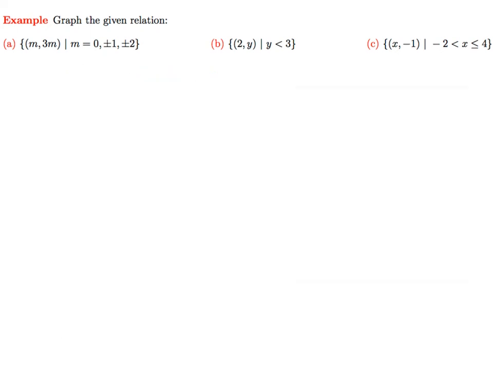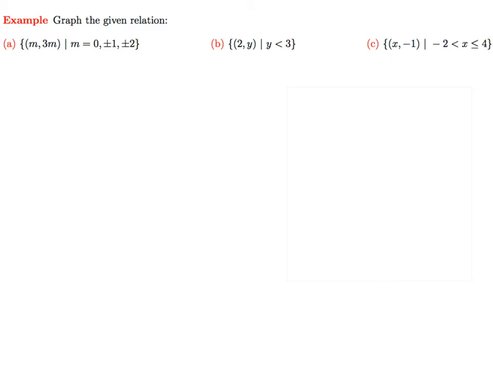Okay, and for the last one, part C, we have a set which is given to us in the roster method. And in words, we would say this is all x minus 1 such that x is between minus 2 and 4. And we would say that here x is strictly bigger than minus 2 and less than or equal to 4. So we're going to include one endpoint when x is 4 and exclude the endpoint when x is minus 2.